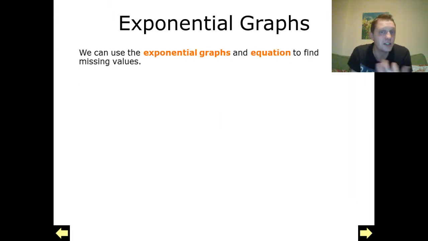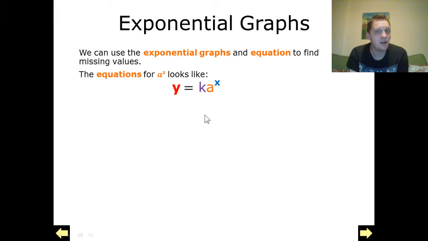We can also use exponential graphs and the equations to find missing values within our equation. So for our a to the power of x, the equation for this looks like this: y equals k a to the power of x, where k is our constant and a is our number which is being multiplied by the power.